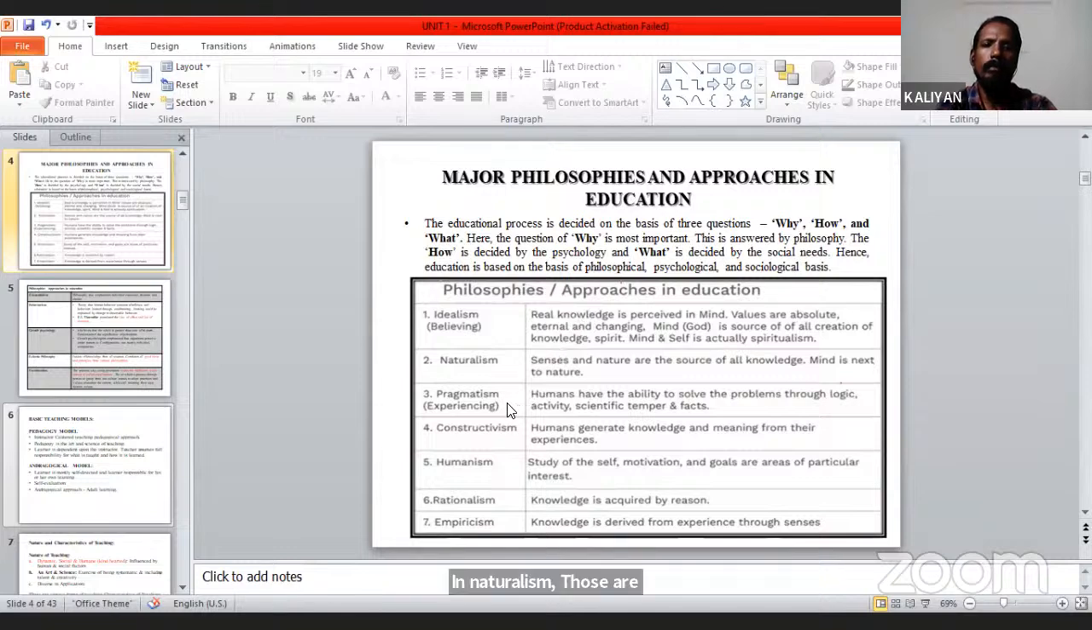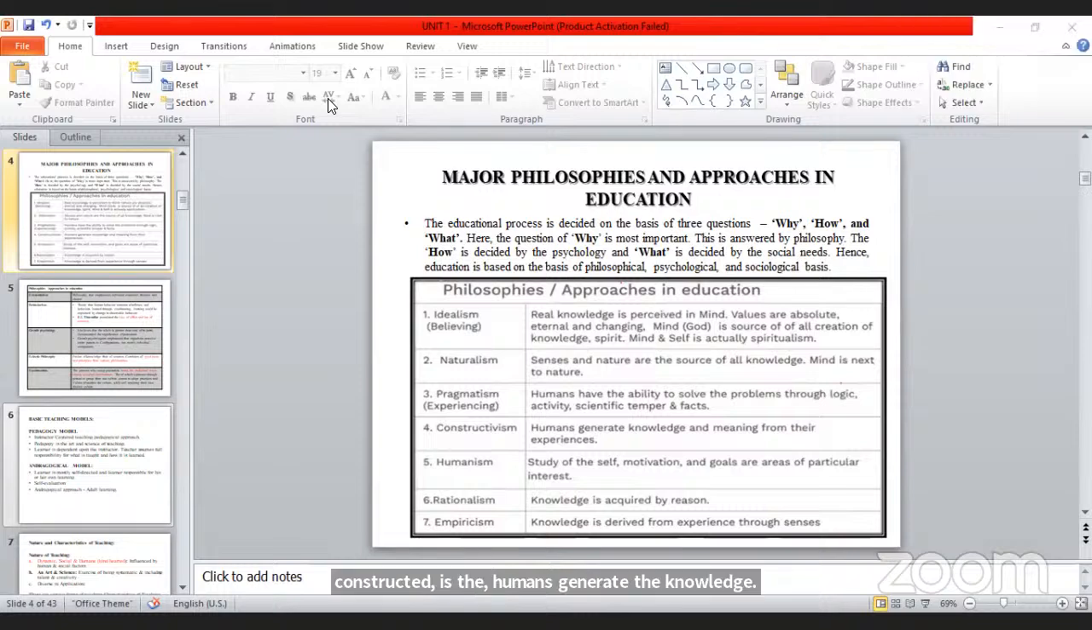So pragmatism is about experiencing. Humans have the ability to solve problems through logical activity, scientific temper, and facts. So this is pragmatism. Constructivism is that humans generate knowledge and meaning from experience. That is the construct. So humans construct the knowledge from the experience.